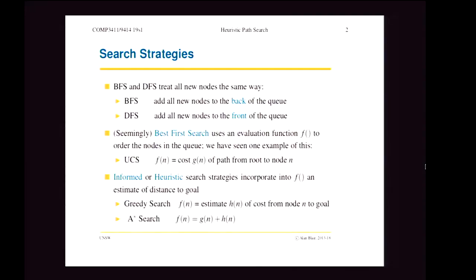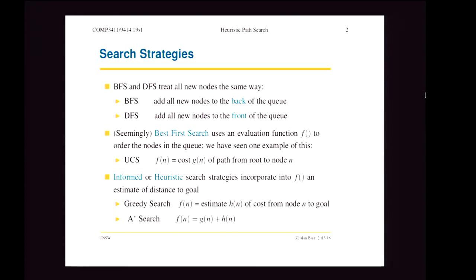So with depth first search, all the new nodes were added to the back of the queue. So this is a traditional queue like you see when people are queuing up at the bank or the post office or the railway station or the bus stop.